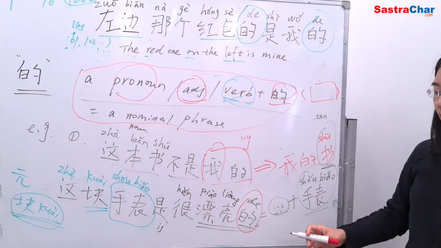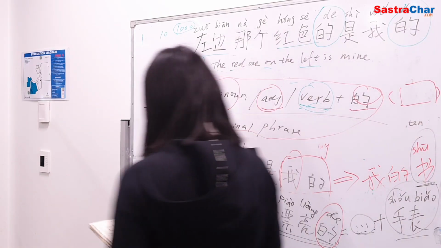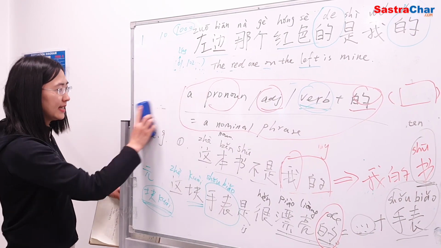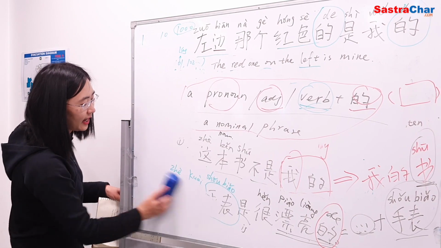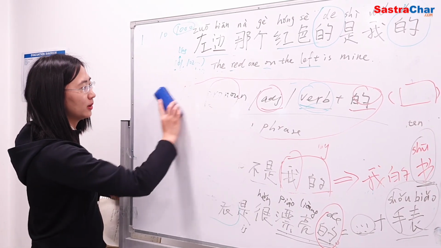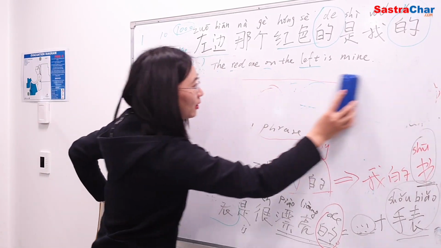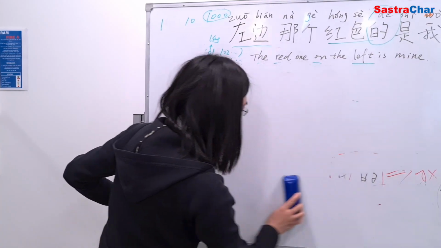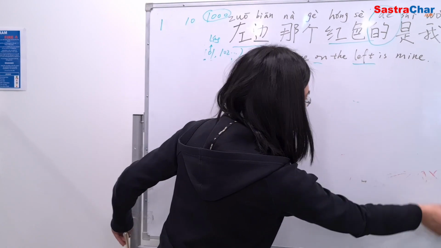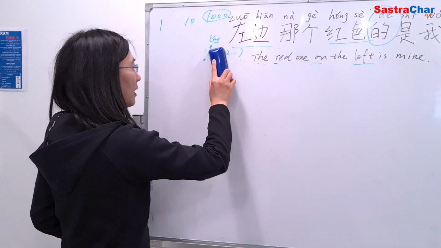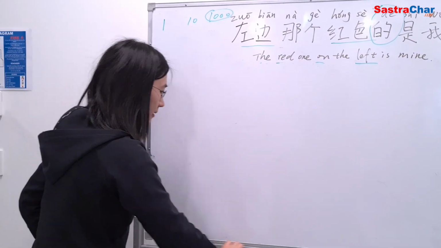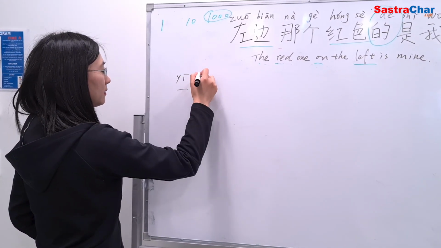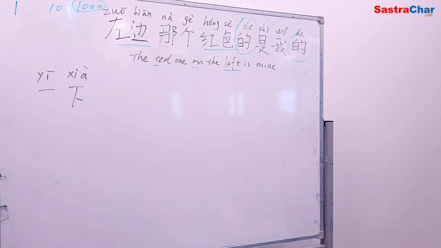Okay, next, let's see another one. Yeah, the word 一下. 一下. 一 means one, and 下 means below. But when these two are put together, it has a totally different meaning, which is a short action of doing something, or an attempt at doing something, right? 一下. An attempt at doing something.